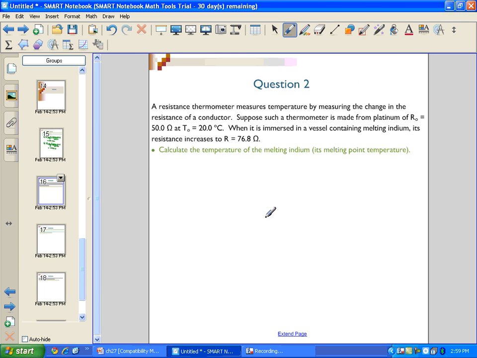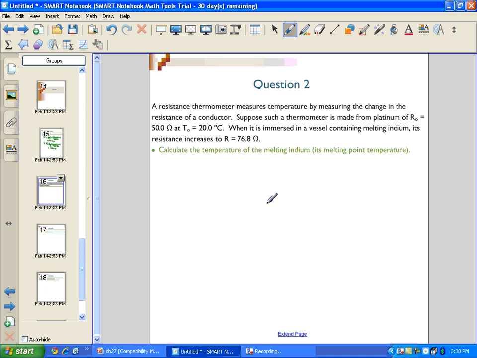Next question. Here we are told that a thermometer used to measure large values of temperature is made out of a resistor whose resistance changes with temperature. This thermometer is made of platinum, and we know that it has a resistance of 50 ohms at the reference temperature of 20 degrees Celsius. It is going to be placed inside a vessel that contains melting indium, and the resistance of the platinum goes up to a value of 76.8 ohms when this happens.